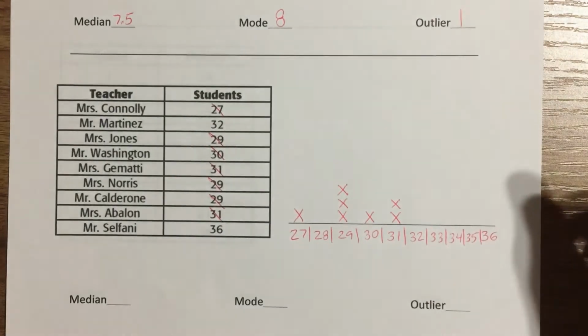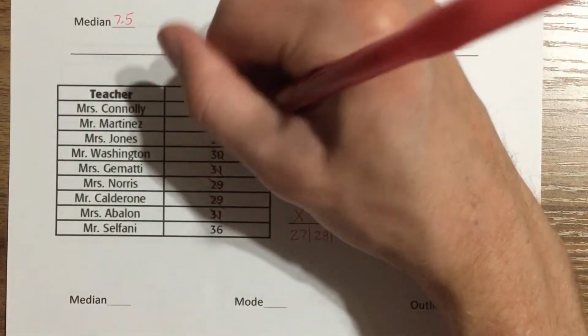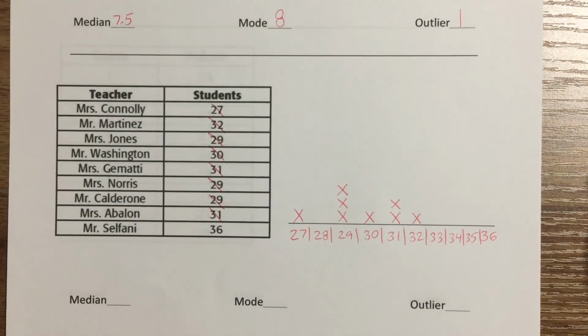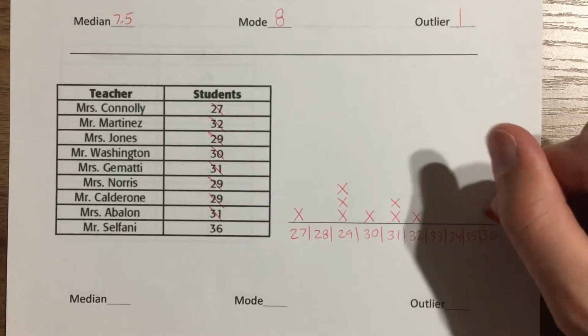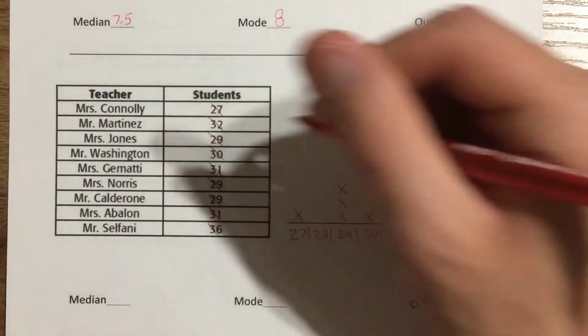Cross them both off. 32s. Yep, we have 1. There it is. And the only other number we have left is 36. All right. So, let's cross off our 36.